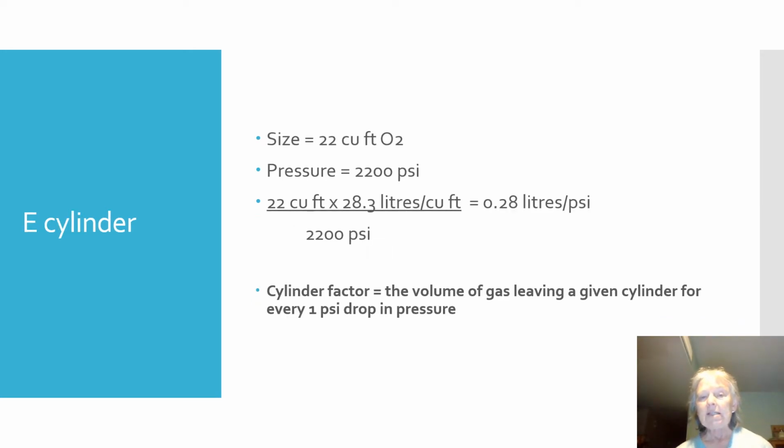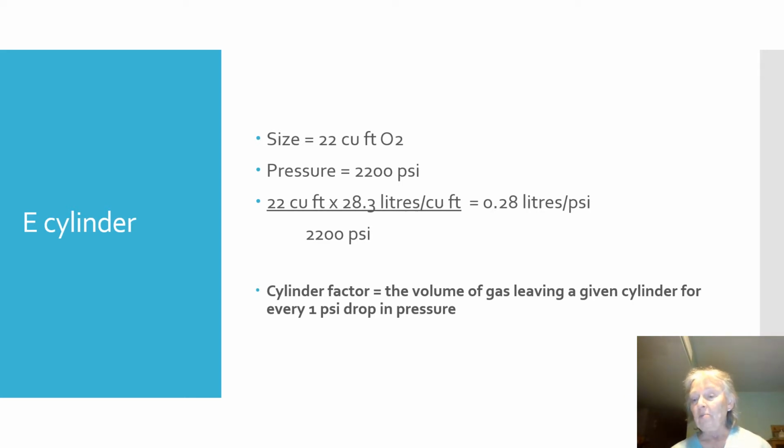So here's your E cylinder. There you see your 22 cubic feet of O2. We use the full pressure, 2200 psi. So we're going to take the 22 cubic feet times the 28.3 liters per cubic foot divided by that 2200 psi is going to give us 0.28 liters per psi. Okay, so that's how you find these.